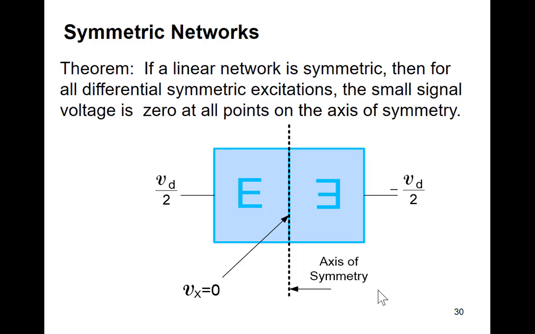So here's a theorem. If a linear network is symmetric, then for all differential symmetric excitations, the small signal voltage is 0 at all points on the axis of symmetry. That's a mouthful.